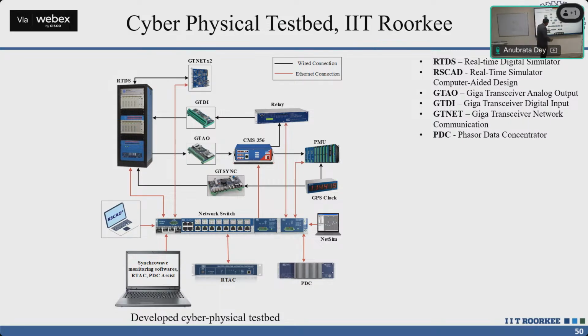So whatever data you are sending to the PDC, or to some controller if there is one, you have to send it through the network switch only. Why the network switch? Because whenever an attacker is there, the attacker will always try to attack this switch, since all the data, whether from a software PMU, hardware PMU, or any meter, any IED, you are sending through this switch.